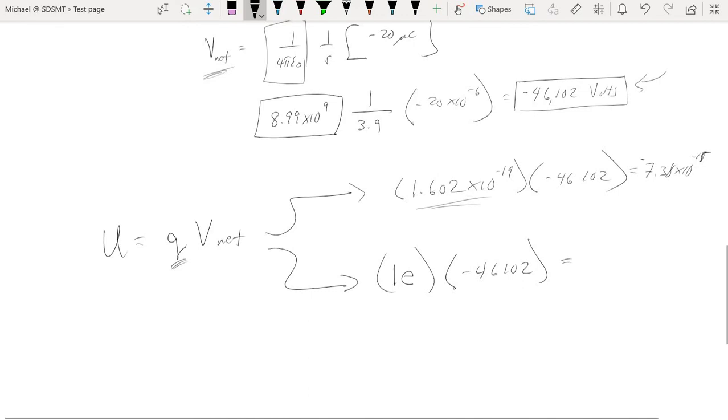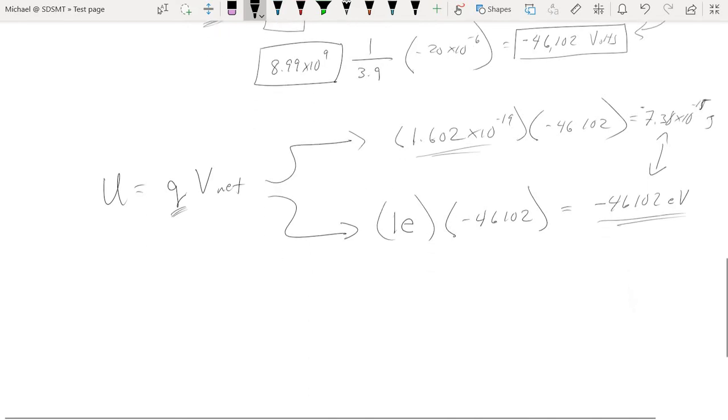And so what's the potential energy? Don't even need a calculator for this one. It's negative 46,102 electron volts. And these are equivalent energy values. They're just different units. But this is far easier to represent because we don't even have to do any math really.